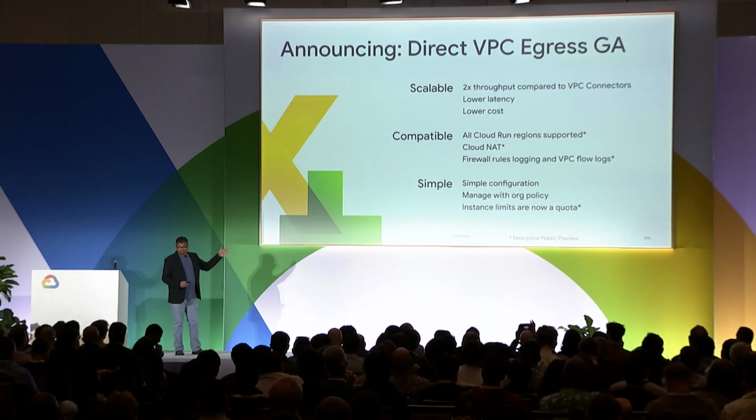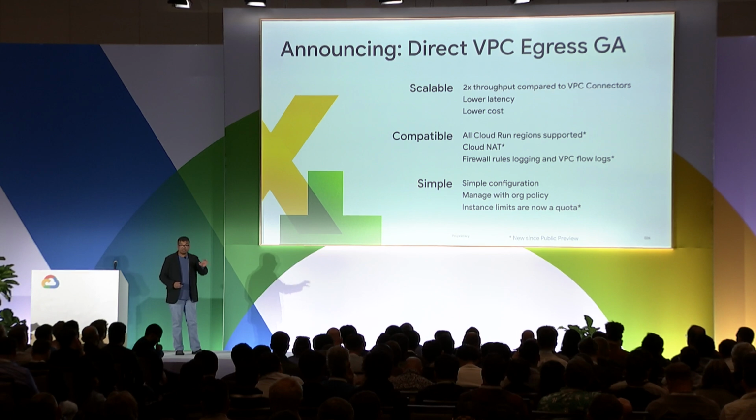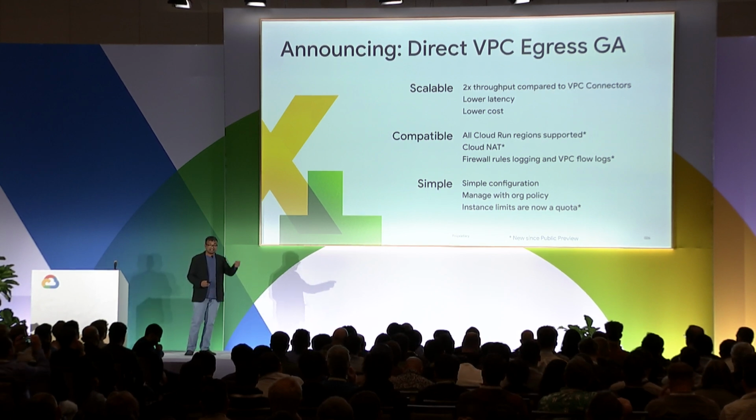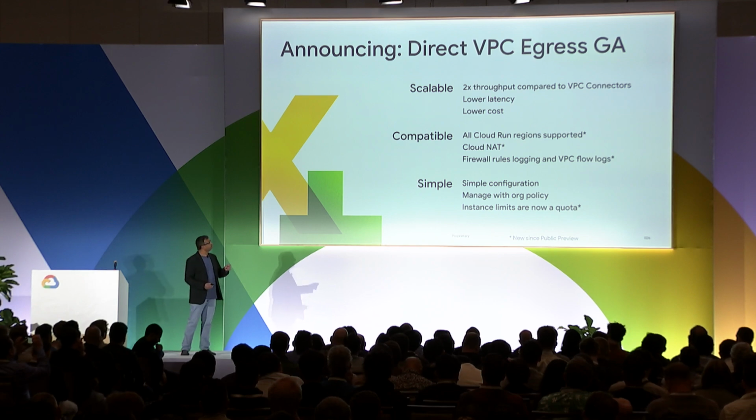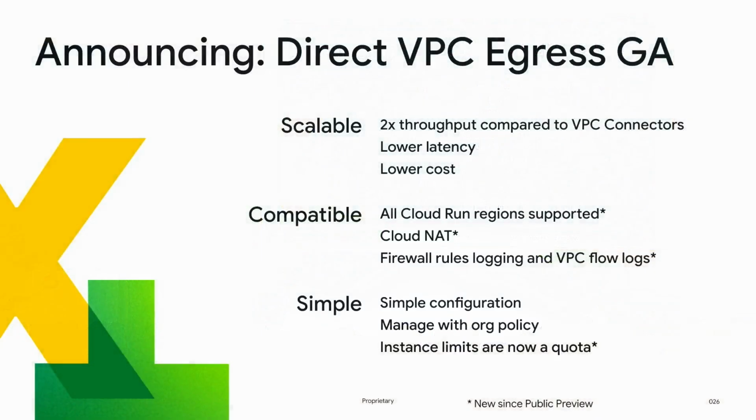It's much more performant than VPC access connectors. It's 2x the throughput, lower latency and lower cost. You don't pay for any VMs. You just pay for the traffic. Every instance in your Cloud Run service gets an IP on the VPC. It's compatible with support in all of the Cloud Run regions, and we also heard your feedback.